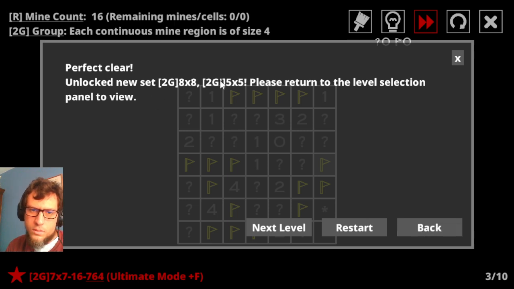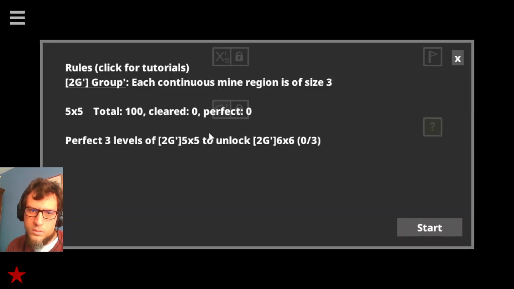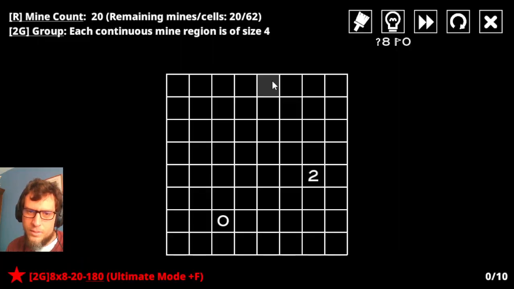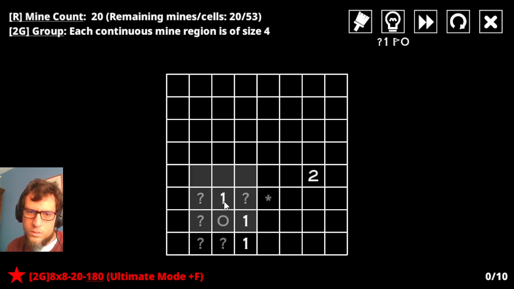Unlock new set, 2G prime, 5x5. Is this the one where it's just like, oh, it has groups of 3 instead of groups of 4? Yeah, okay. Let's get this 8x8 going. Okay, no reasoning. You have to. This? No.